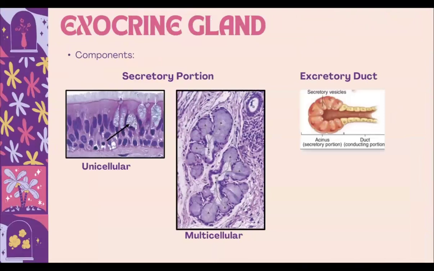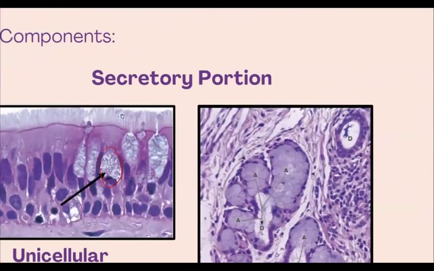It has two main features. It has the duct, as we mentioned, and then it has the secretory portion, the part that's making the secretion of the gland, and that's called the acinus. The duct stays the same, but the secretory portion, the acinus, can have multiple morphologies. You could have unicellular. This is a unicellular gland. You can see it's just one big lump.